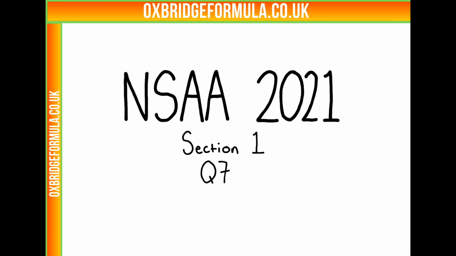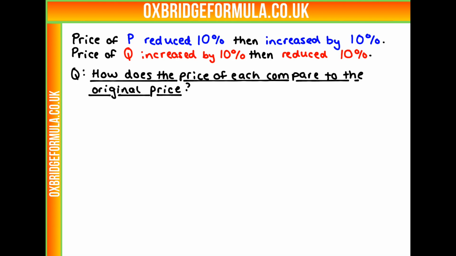This is NSAA 2021, Section 1, Question 7. So we're told that the price of an item P is reduced by 10% and then increased by 10% the next day, and the price of Q is increased by 10% and then reduced by 10% the next day. And we're asked, how does the price of each compare to the original price?